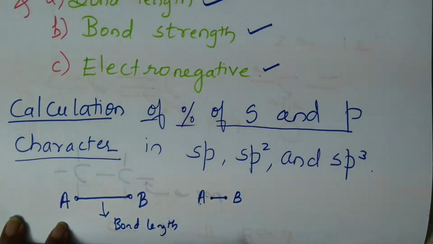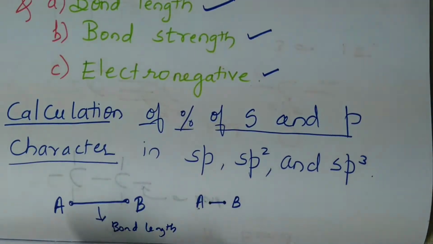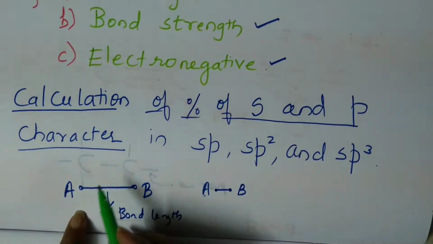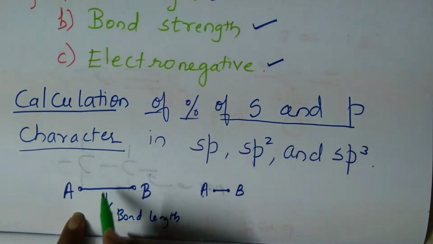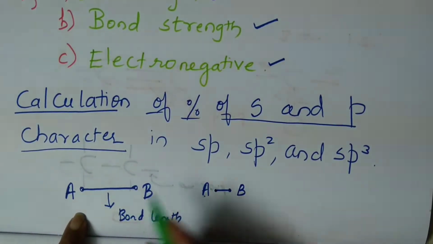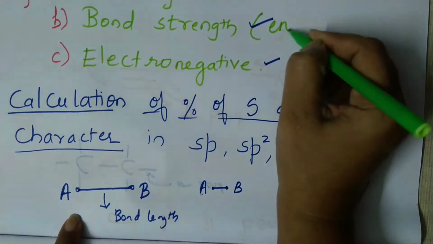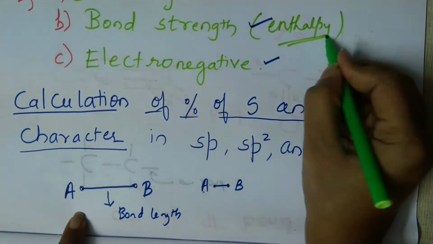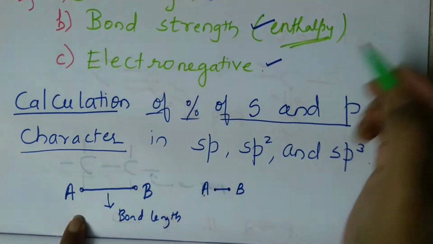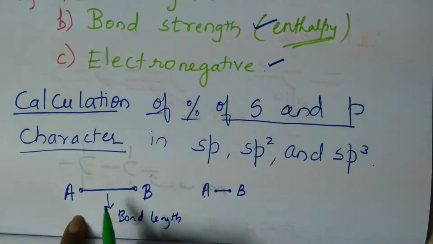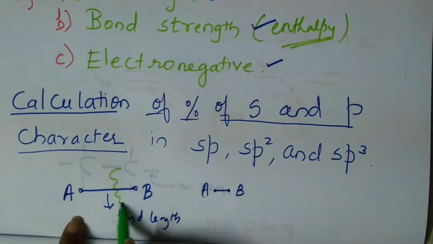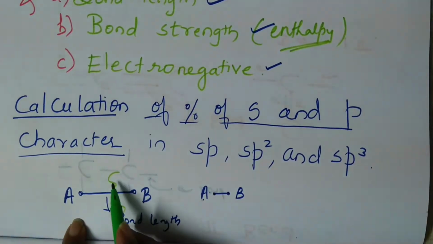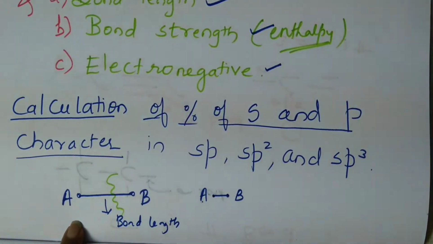And what is bond strength? The energy required to break these bonds is called as bond strength. Bond strength is also called as bond enthalpy. What is enthalpy? Enthalpy is the heat energy. So, what is bond strength? It is the energy required to break the bond. Greater the bond length, lesser is the energy required to break it.